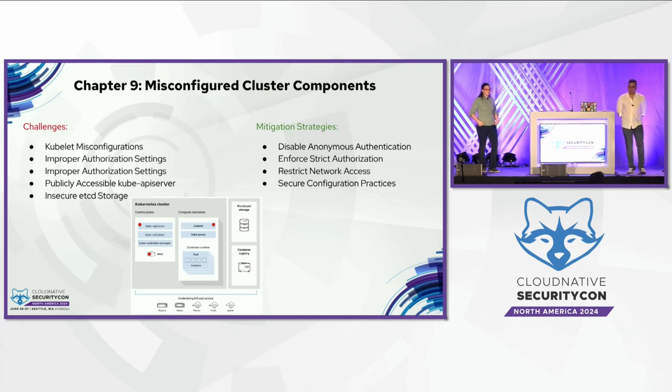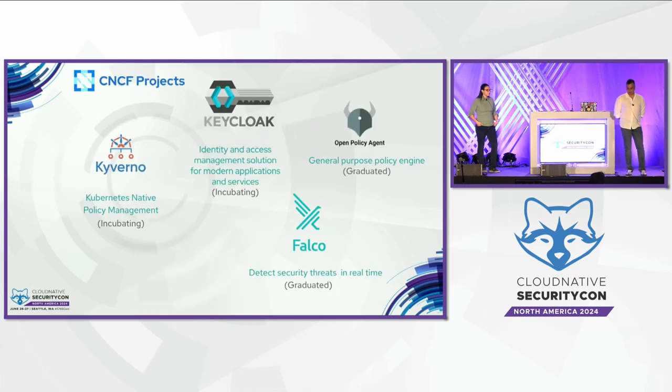Disabling anonymous authentication, enforcing strict authorization, restricting network access, and secure configuration practices are highly recommended as a mitigation strategy for the OWASP Top 10. And, well, there is no new project here. No new projects, right? We've already covered them. We told you this would happen. Good for us. We're picking highly reusable technologies. Again, that gives us less things to learn, better technical debt levels while maintaining security posture, which is really important for a platform team. Cool.